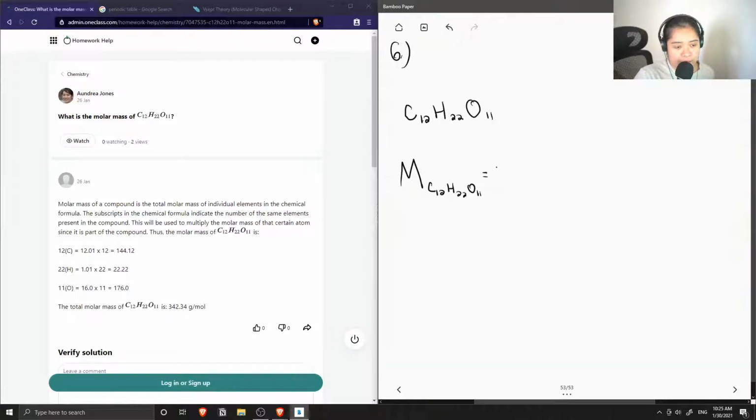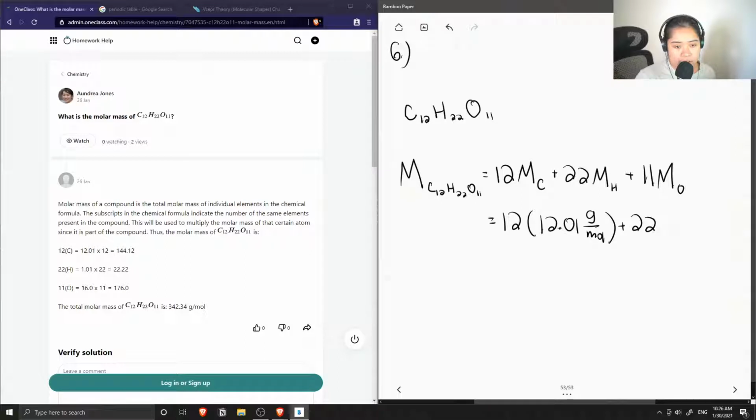For example, we have 12 atoms of carbon in this compound, so we multiply the molar mass of carbon by 12, and we're going to add 22 times the molar mass of hydrogen, plus 11 times the molar mass of oxygen. So now let's plug in their values. Carbon has a molar mass of 12.01 grams per mole. Hydrogen has a molar mass of 1.01 grams per mole. And finally, oxygen has a molar mass of around 16 grams per mole.